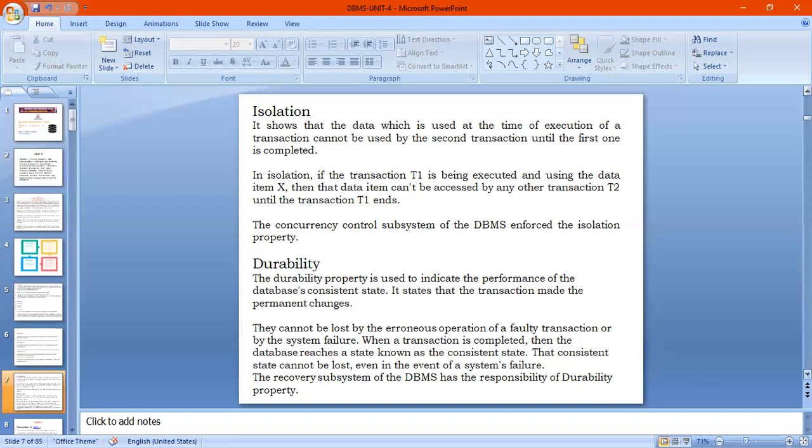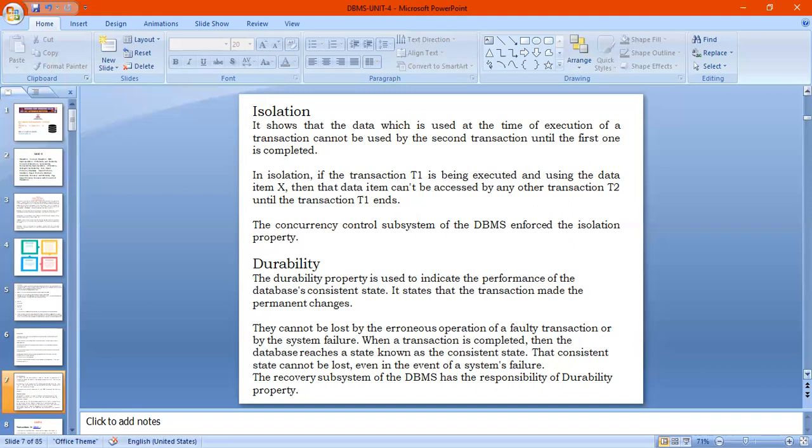Okay. The next one is durability. The durability property is used to indicate the performance of the database in a consistent state. So durability is the property used to indicate the performance of the database in a perfect, that is, consistent state. It states that the transaction made permanent changes.